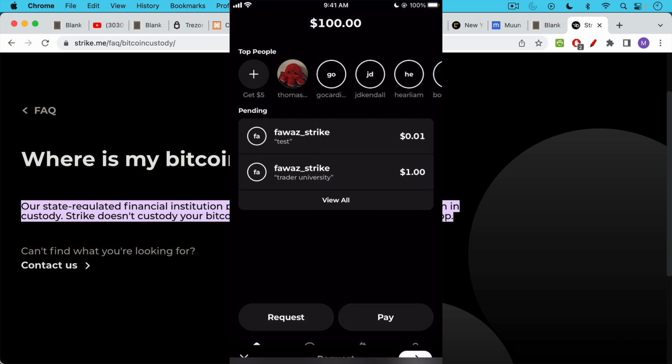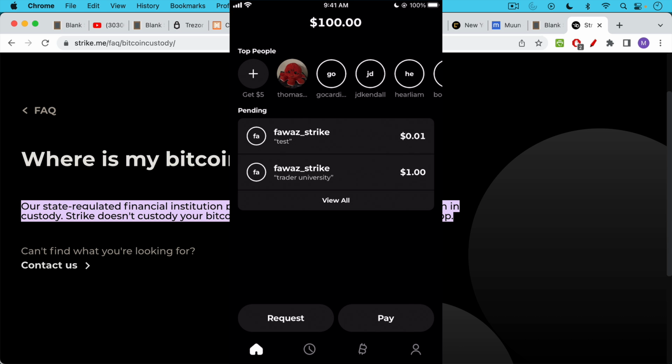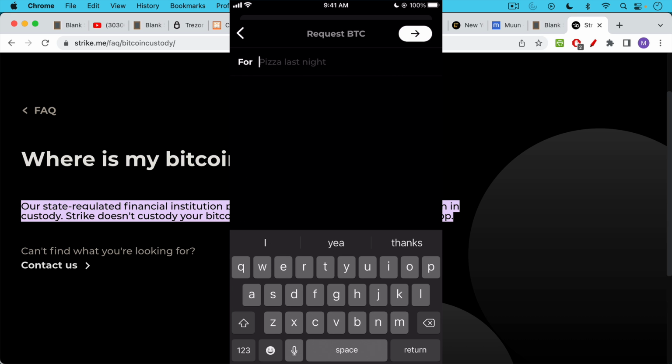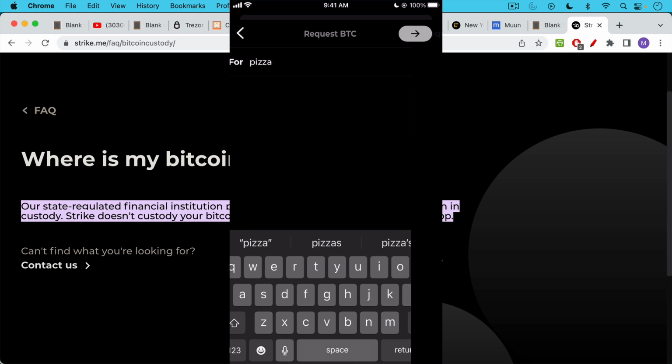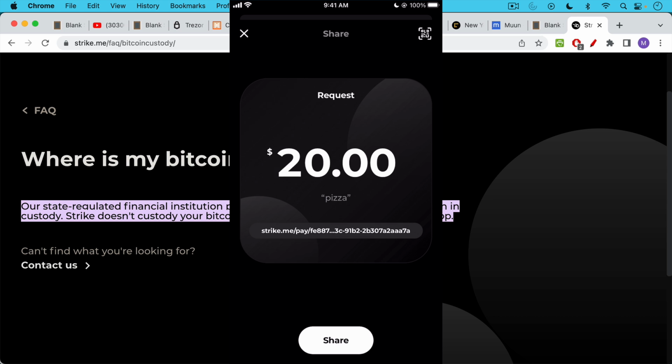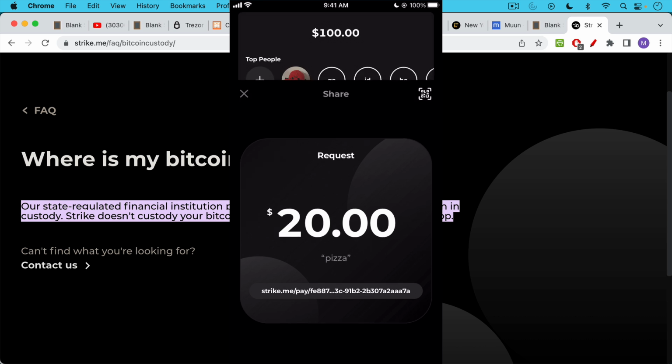But you can also request Bitcoin, which is quite nice. So what I'll do is I'll just click request here. I will click the little Bitcoin logo in the upper right hand corner, and then I can add a memo line. This is for pizza last night. Click the right arrow, and I can choose in terms of fiat how much money. So I want him to send me $20 worth of Bitcoin. I'll click the next button, and then I can share this request with him. You can also use a QR code as well.